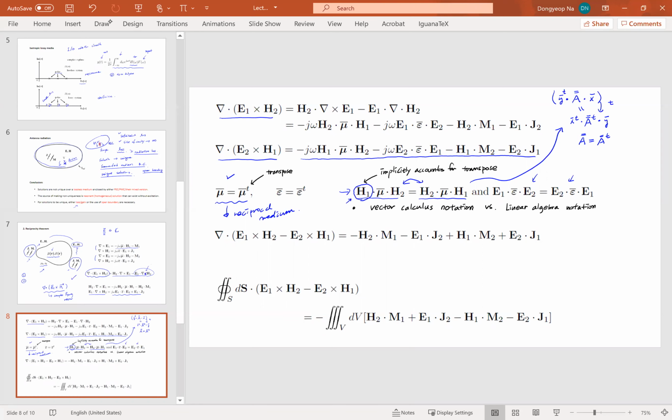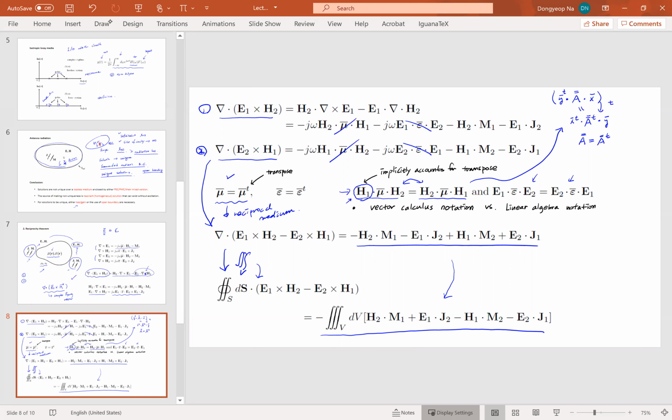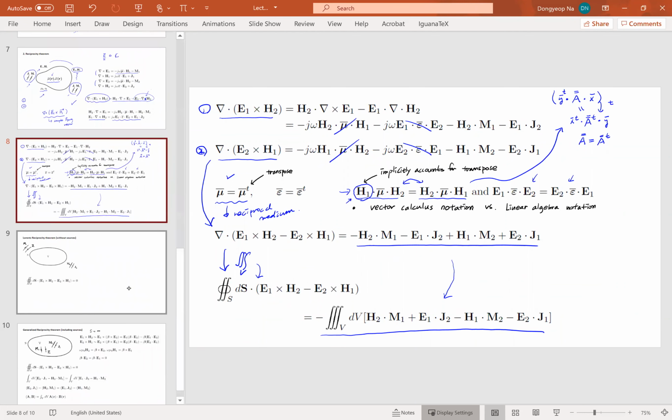So if we subtract equation 2 from equation 1, then these two terms are canceled, so that we only have the terms in a product between field and the current source. The next thing we're going to do is take the volume integral again, so that the left-hand side can be replaced by a surface integral by using the Gauss divergence theorem. This is going to be our right-hand side. And then we consider two different cases.